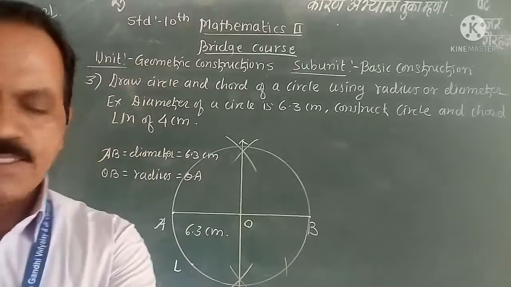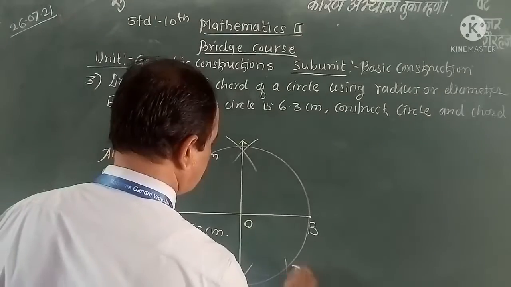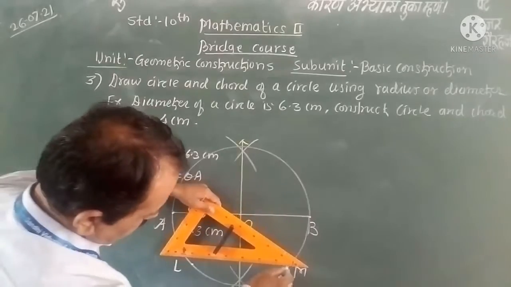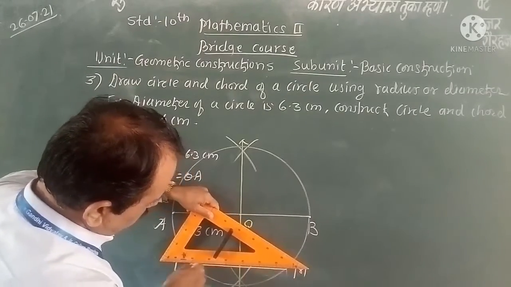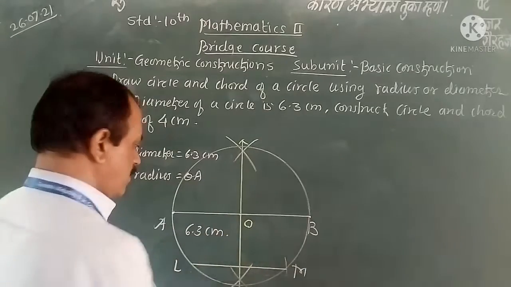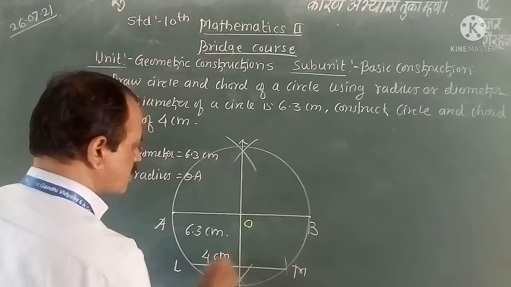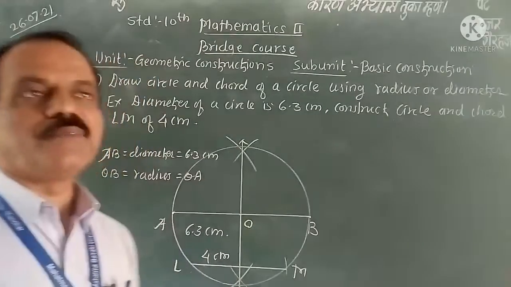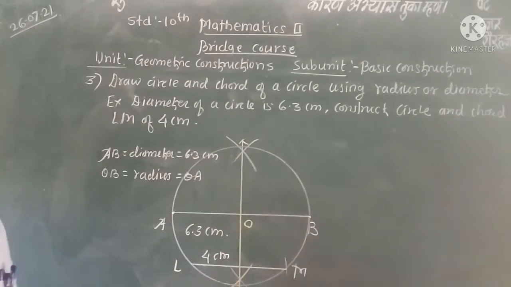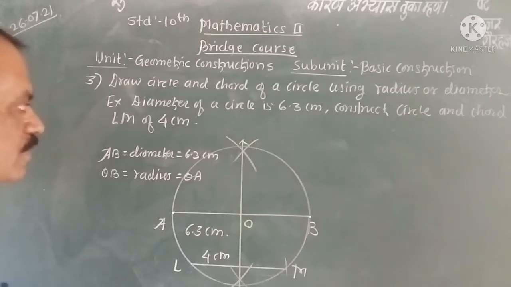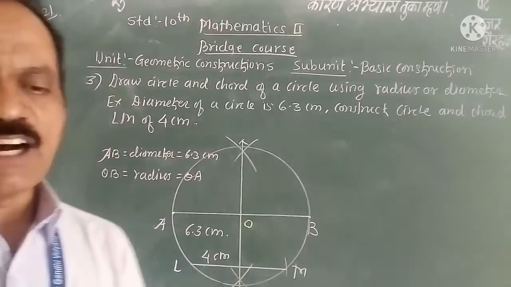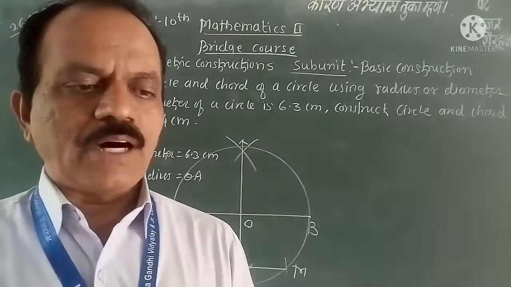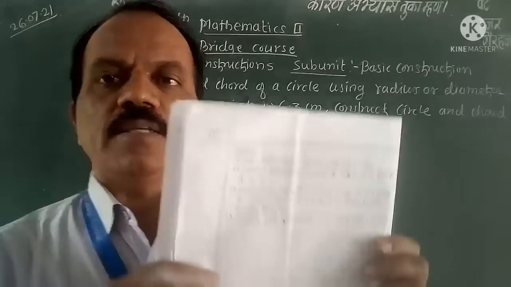This is the point N. Join this segment. Here the segment is drawn. This is nothing but a chord LM of the circle. Here 4 centimeter is the distance of this LM. This type of construction we complete here. And this is the form of the third construction. From this, the exercise will be solved in this way.